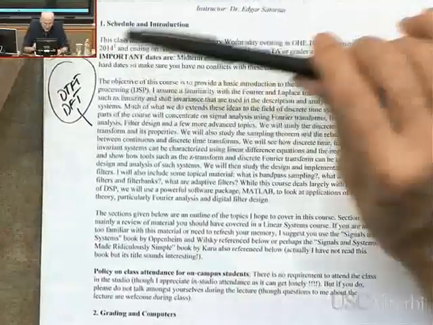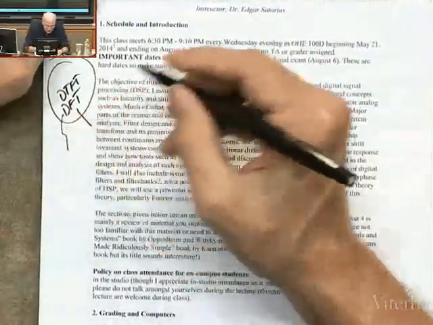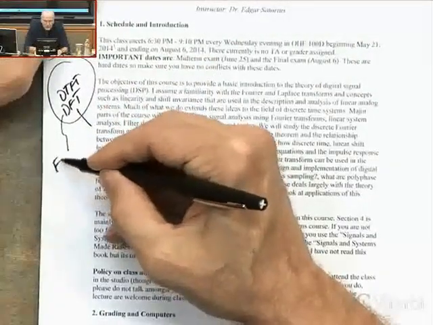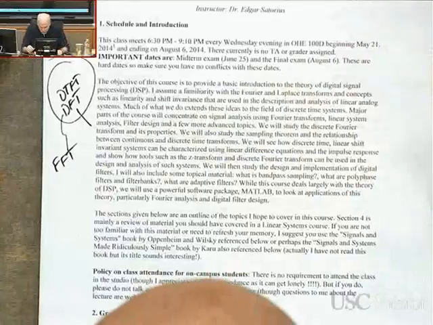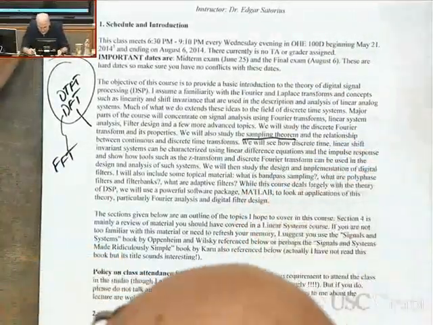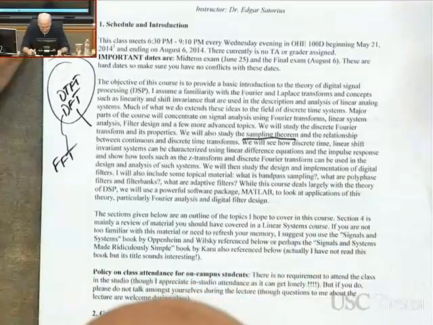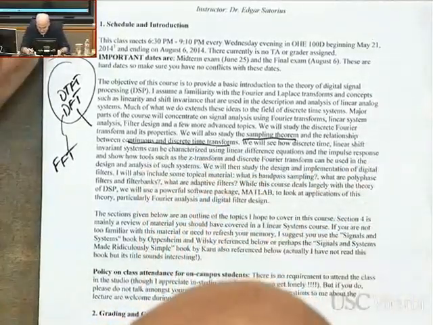And so we'll talk about that, and learn how to use those transforms, because the DFT can be implemented with something called the FFT, or fast Fourier transform. So we'll go through all that. We'll also discuss sampling and the sampling theorem and the relationship between the continuous and discrete time transforms.